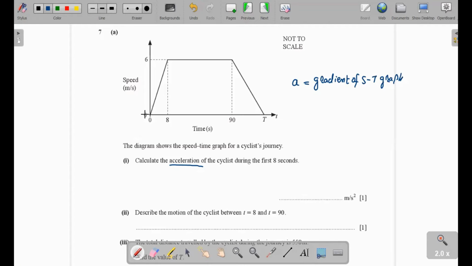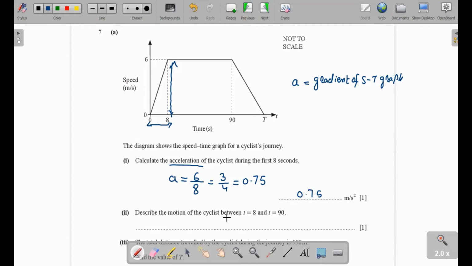The graph is a straight line. This is the gradient. You know that this is the vertical height and this is the horizontal. Now the acceleration in the first 8 seconds: the vertical value is 6 minus 0, which is 6, and the horizontal value is 8 minus 0, which is 8. This is the acceleration, 6 over 8, which is 3 over 4, or 0.75 meters per second squared.